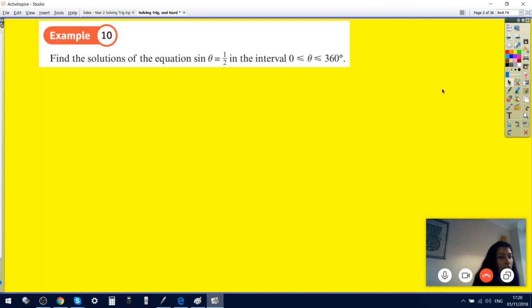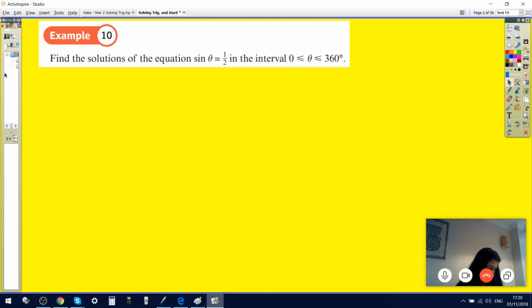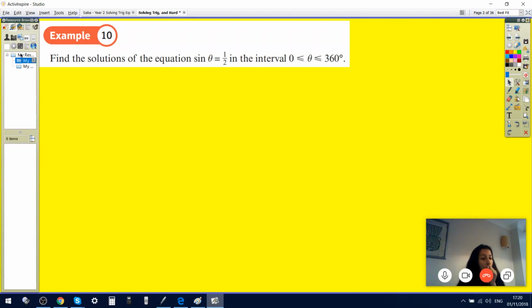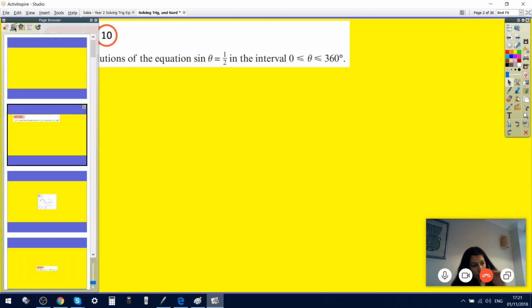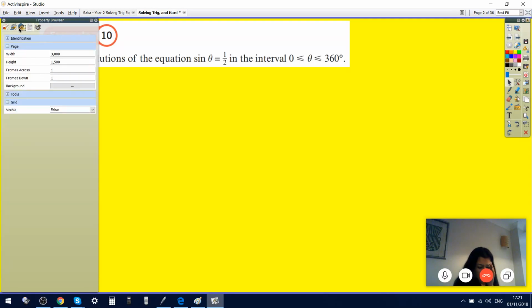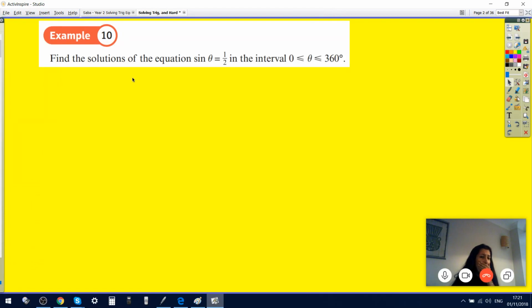Sine minus 1. In degrees. 30. Okay, and is that full marks? No, there's also 180 minus 30. Which is 150. That's it. So theta is equal to 30 or 150. Fine. So that's sine.